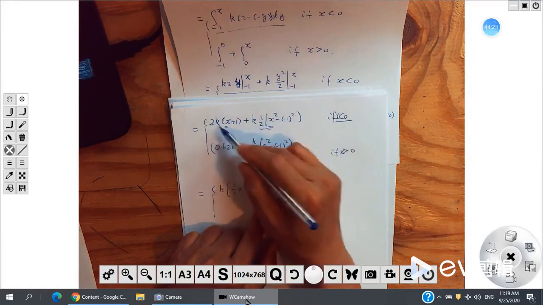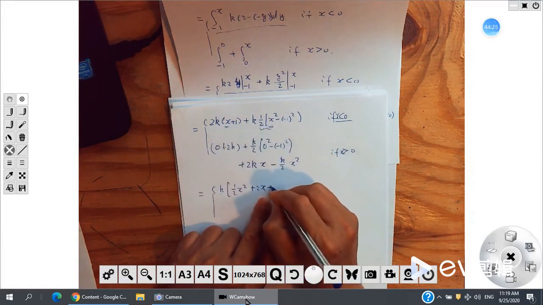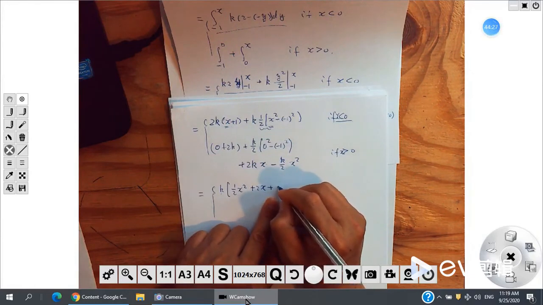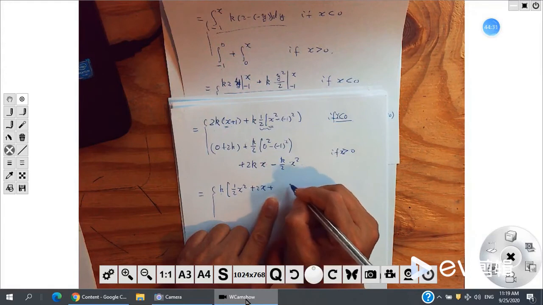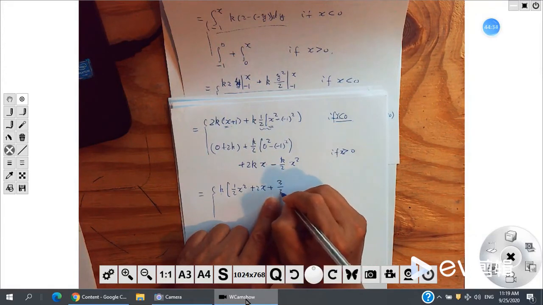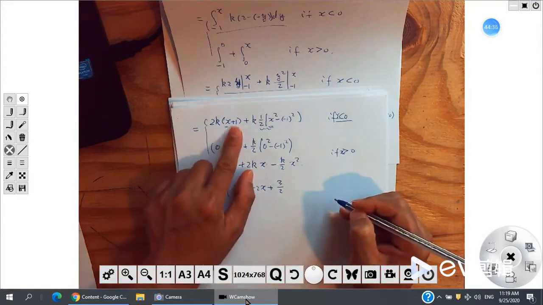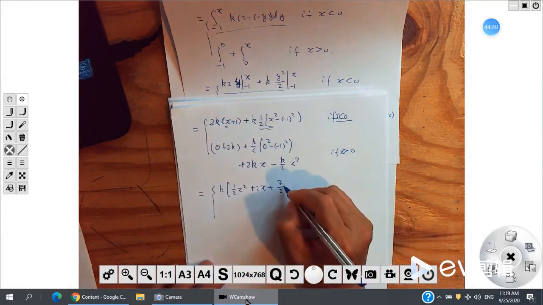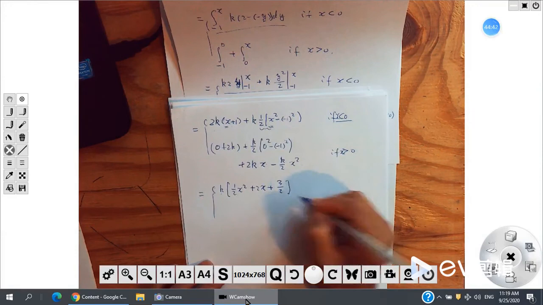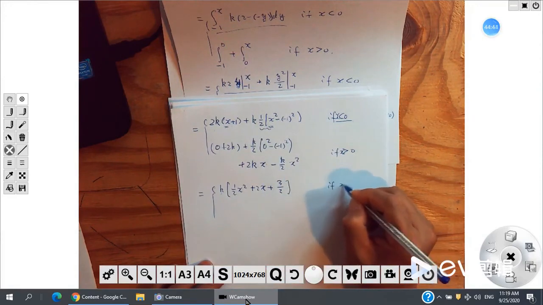So 2 minus 1/2. 2 minus 1/2 is 4 of half minus 1/2, just 3 of half, right? So it's 2 minus half, right? 2 minus 0.5, yeah. Okay, so it is this one, if x is smaller than 0.